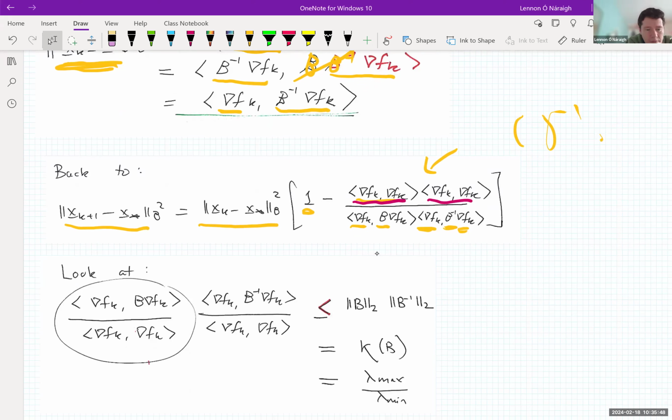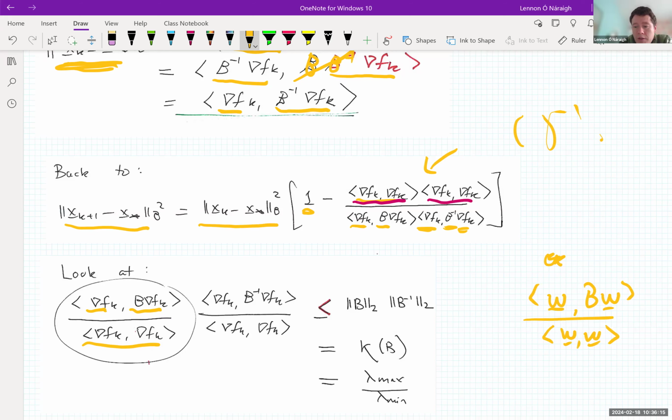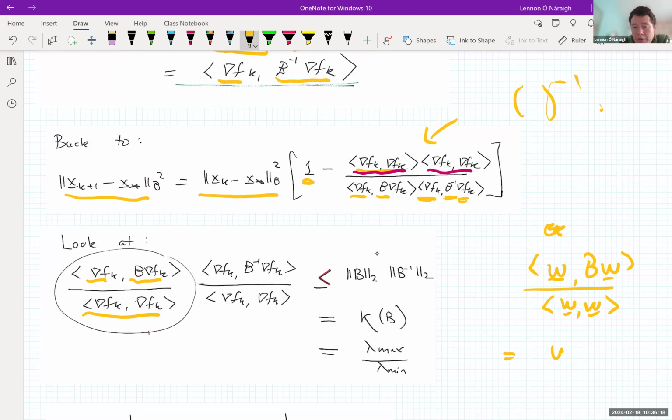So I want to look at grad f scalar product with b grad f, normalized by grad f scalar product with grad f. In other words, for some vector, let's call it w, b, w over... So this will be the same thing as a unit vector scalar product with b times a unit vector. And it's some unit vector.